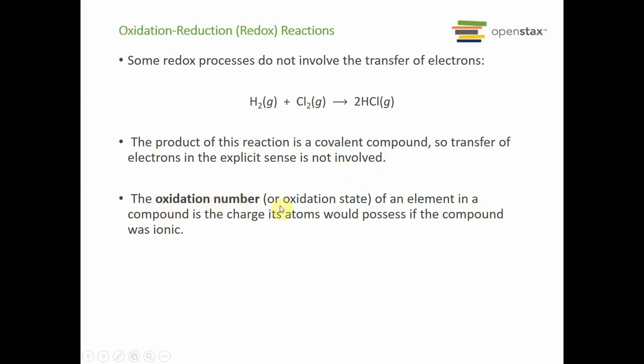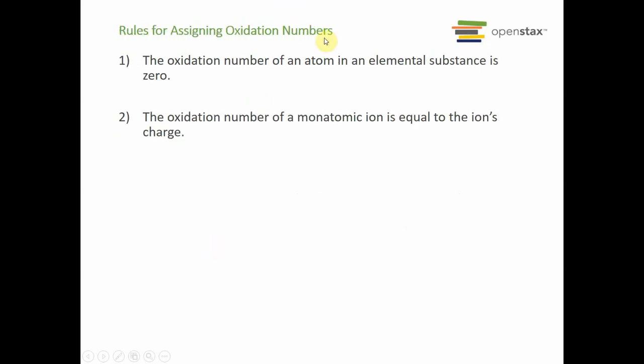The oxidation number or oxidation state of an element in a compound is the charge its atoms would possess if the compound was ionic. You got it? Let's say it again. The oxidation number of an element in a compound is the charge its atoms would possess if the compound was ionic. Rules for assigning oxidation numbers. The oxidation number of an atom in an elemental substance is 0. The oxidation number of a monoatomic ion is equal to the ion's charge.